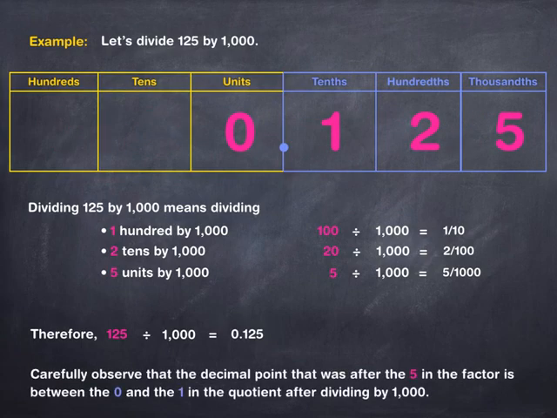Carefully observe that the decimal point that was after the 5 in the factor is between the 0 and the 1 in the quotient after dividing by 1000.